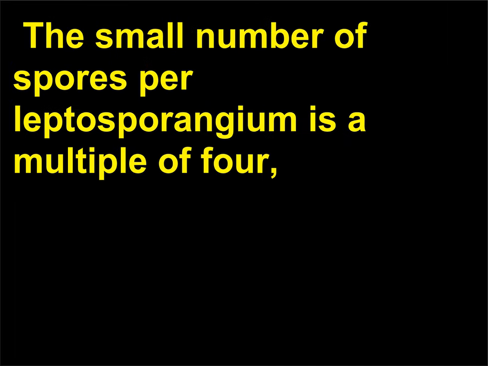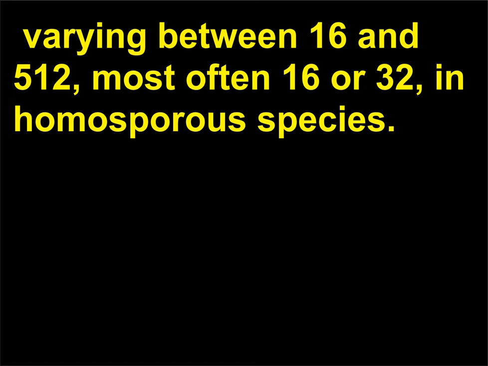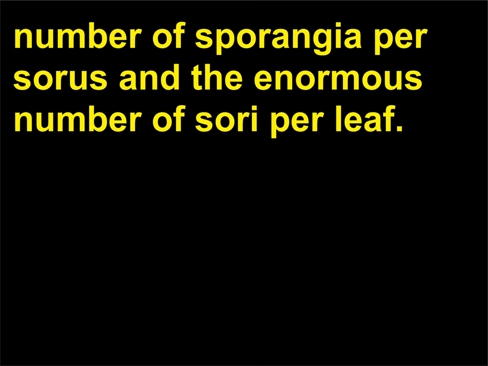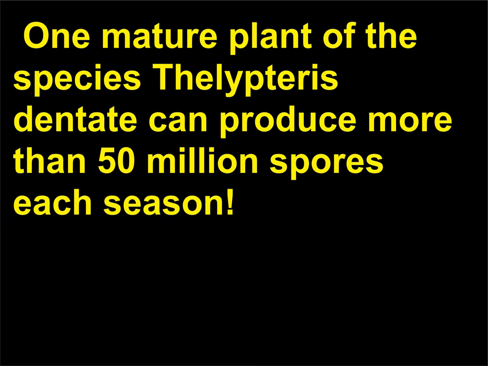The small number of spores per leptosporangium is a multiple of 4, varying between 16 and 512, most often 16 or 32, in homosporous species. Each plant is able to produce millions of spores because of the large number of sporangia per sorus and the enormous number of sori per leaf. One mature plant of the species Thelypteris dentata can produce more than 50 million spores each season.